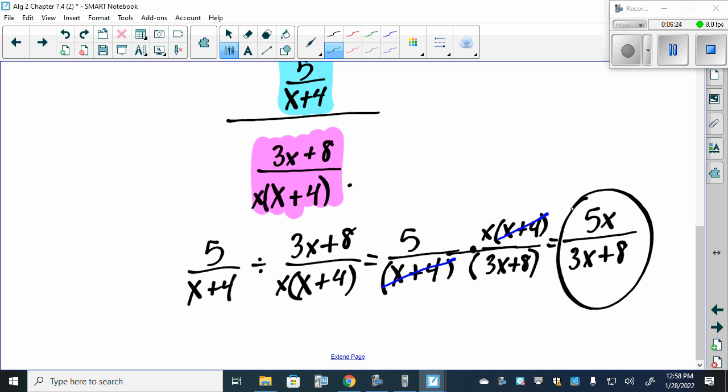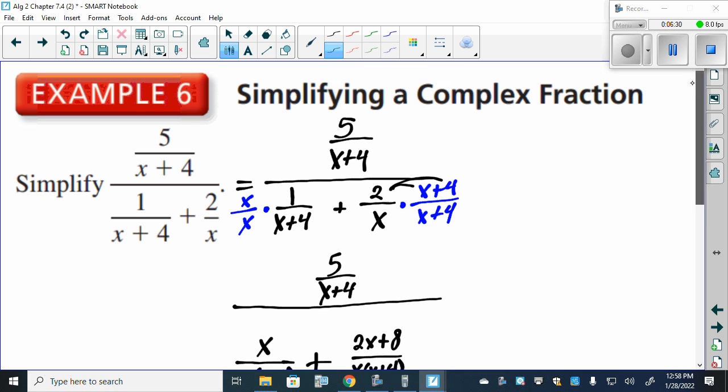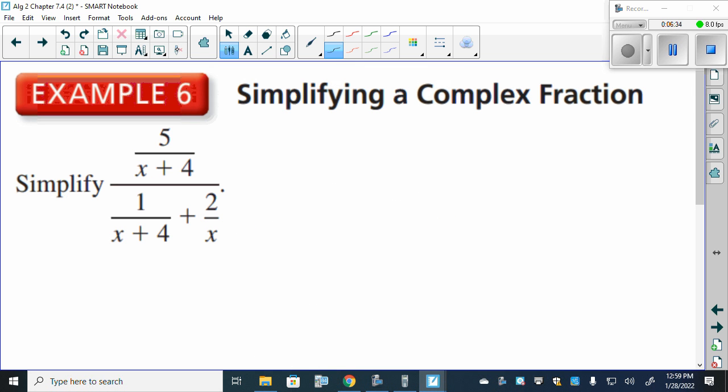Any questions on this so far? No? Okay, I'm going to scroll back to the top and erase all this here. Now I want to look at this one again. What would happen if I multiply just the numerator by x plus 4?